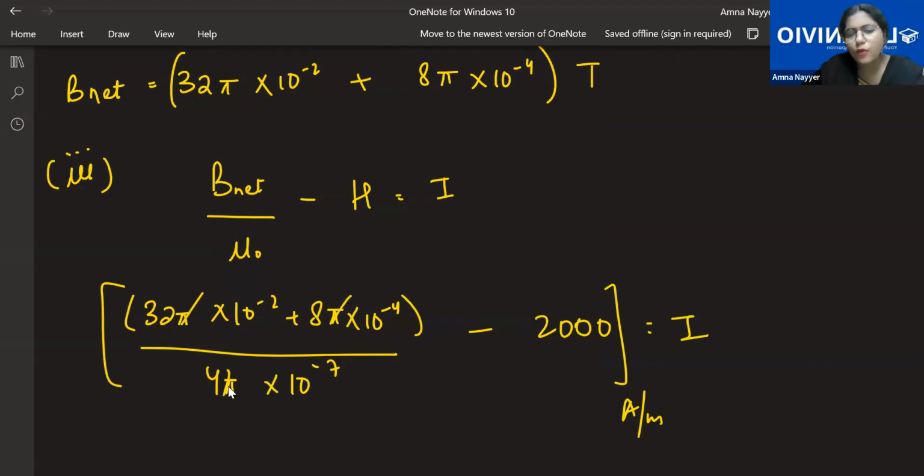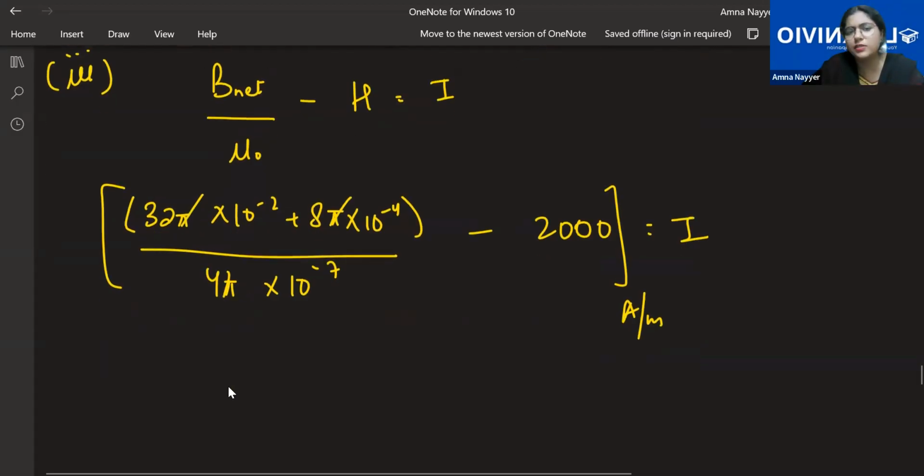So this you will be able to solve. Pi will be cancelled. 4 will also be gone. Just the power, the decimals you have to manage. 4, if you take common from here, it will do good. It will be 8, that will be 2. There won't be anything in the denominator, so that you can solve. Calculations will not be difficult.